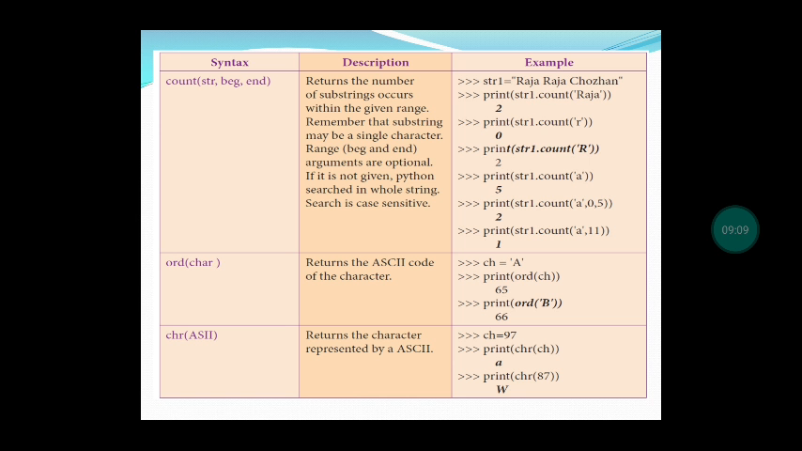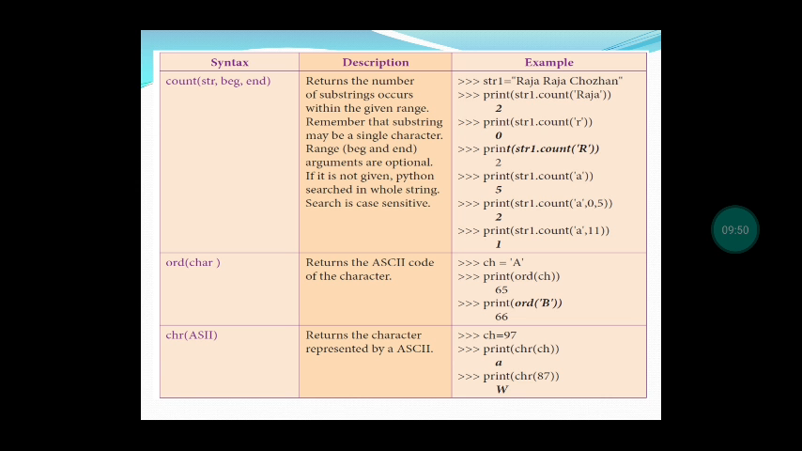In str1, they have given the string as Raja Raja Cholan. And then they are printing str1 dot count of Raja. How many Raja are there, like that the count will be done. So 2 Raja is there, R-A-J-A, R-A-J-A. So it gives the output as 2. Next one, str1 dot count of small r. It is counting how many small r are there in the given string. There is no small r, so it returns the output as 0. Next one, print of str1 dot count of capital R. It is going to count how many capital R's are there. So in Raja Raja, 2 capital R is there, so it returns the output 2.